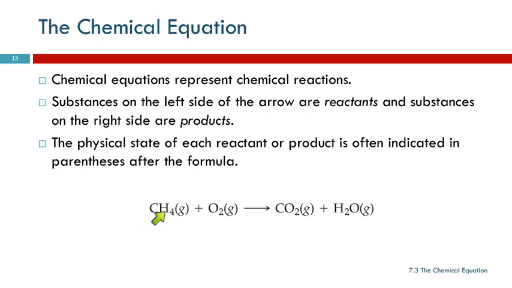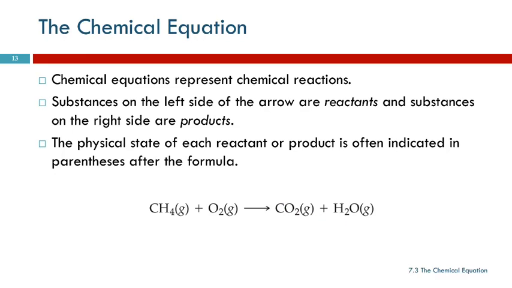On the left side, we have the reactants, the things that are reacting. So here's methane and oxygen. Those are reacting, and then the arrow says we're starting here and we're going over there. The arrow indicates that this is what's being produced. We're producing carbon dioxide and water. These are the products. So the reactants react to produce the products.